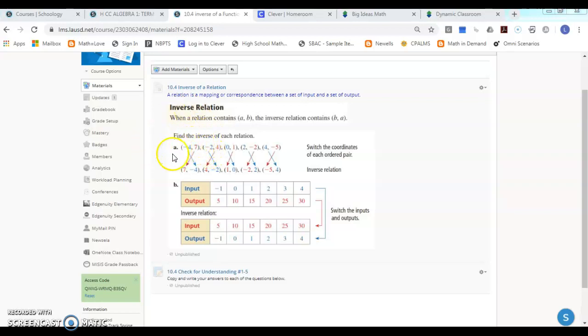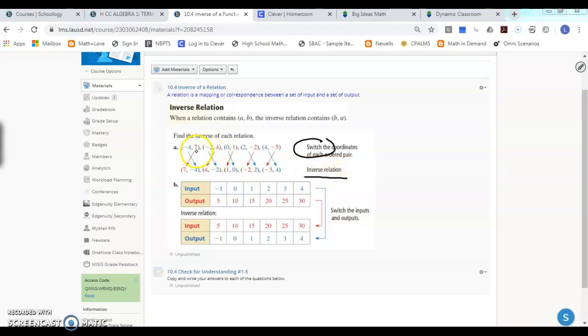Say, for example, you have here a relation represented by ordered pairs. If you want to find the inverse of a set of ordered pairs, what you're going to do is switch the coordinates of the ordered pairs. In other words, if the original ordered pair is -4 and 7, just switch them around. The result when you switch all the coordinates around is what you call the inverse relation.